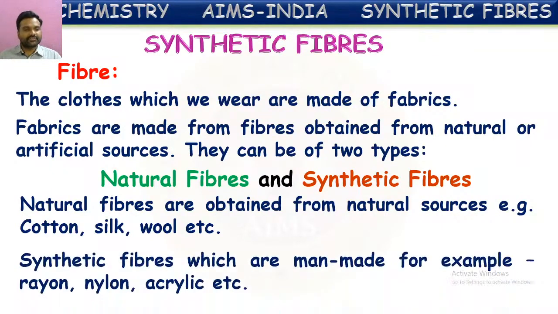And certain fibers like nylon, rayon, acrylic, polyester are all made from synthetic material. They are not made from natural resources. They are prepared in the laboratory by using some synthetic chemicals. That is why these fibers obtained from synthetic chemicals are called man-made fibers or synthetic fibers. So in this way, fibers are classified into two types based upon their sources: natural fibers and synthetic fibers.